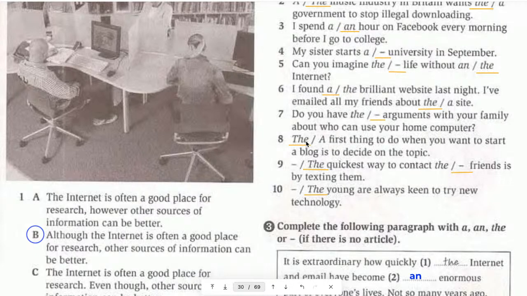Now number 8. The first thing to do when you want to start a blog is to decide on the topic. The answer here is "the". Why "the" and not "a"? Check page 104. Yes, that's right. We use "the" with something like the first, the second, the third, with the order like that. So we have to use "the". We don't say "a first" or "a second" thing.